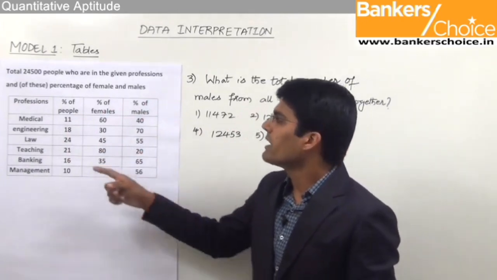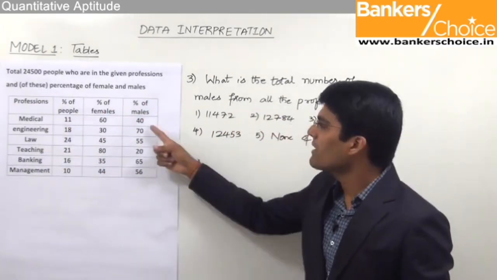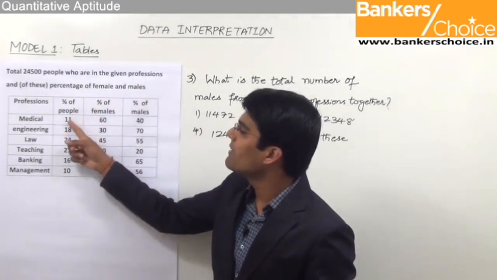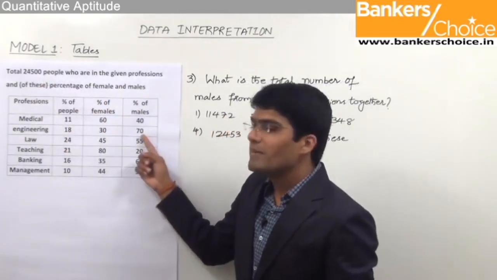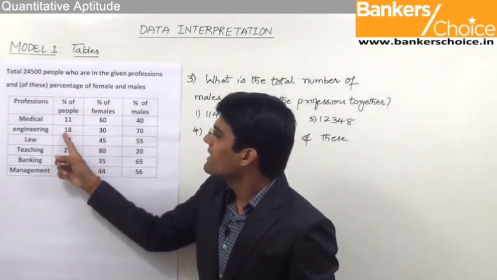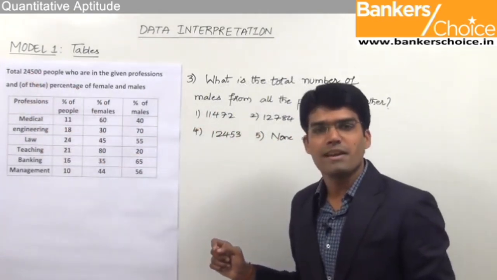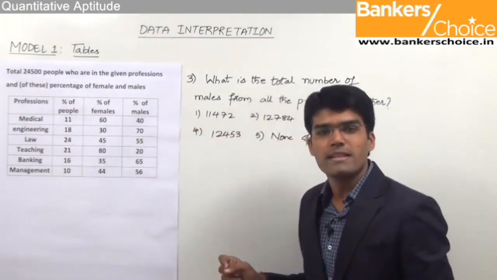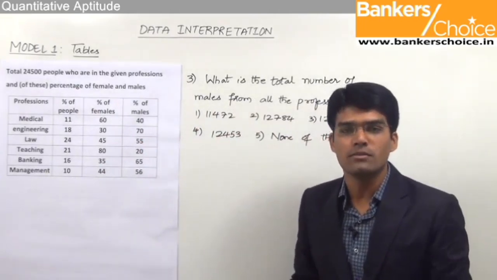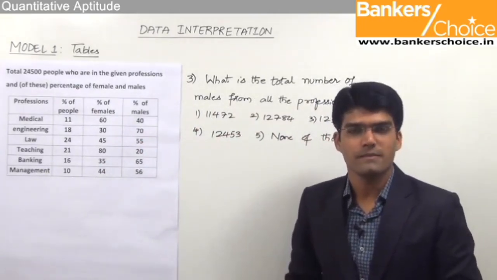For example, the number of males in medical is nothing but 40% of 11% of 24,500. Number of males in engineering, 70% of 18% of 24,500. Likewise, for the remaining professions as well, we can find out the number of males and then add all these values to find out the required answer.